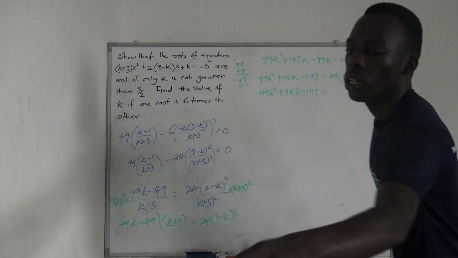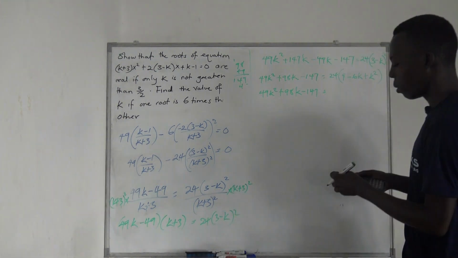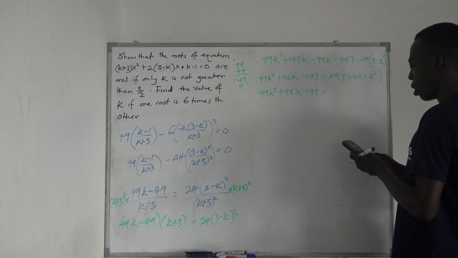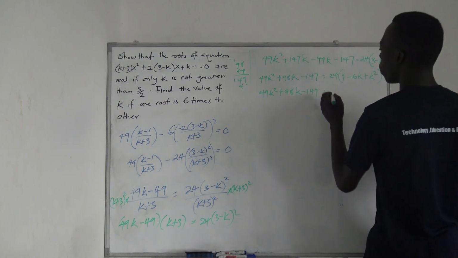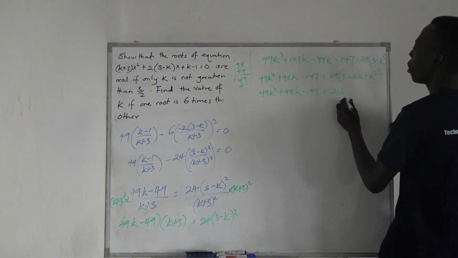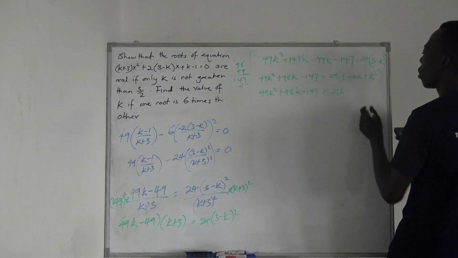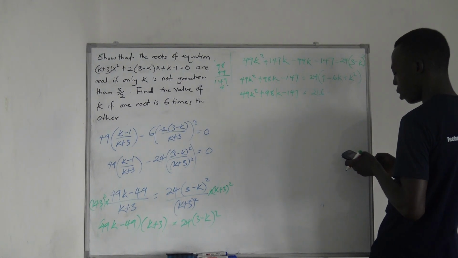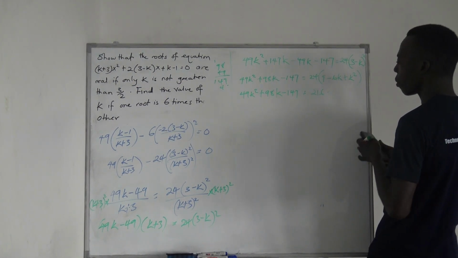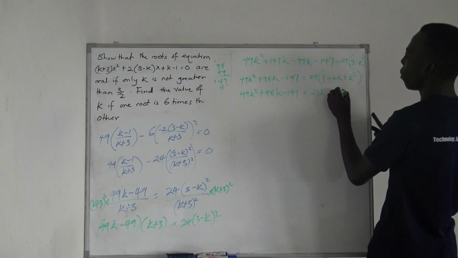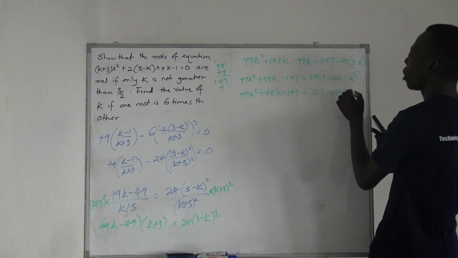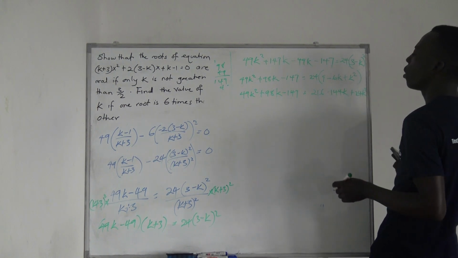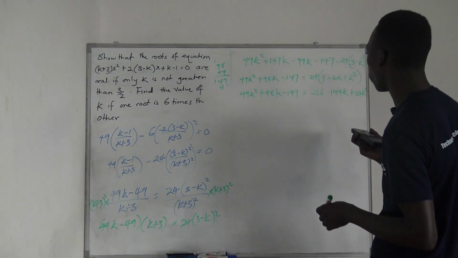times 9. Now when I multiply 24 times 9, I have 216, then minus 24 times 6, which is minus 144k, then plus 24k squared. So that will be our expansion.